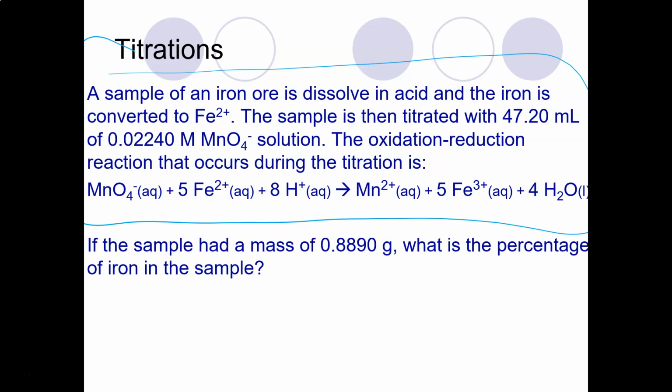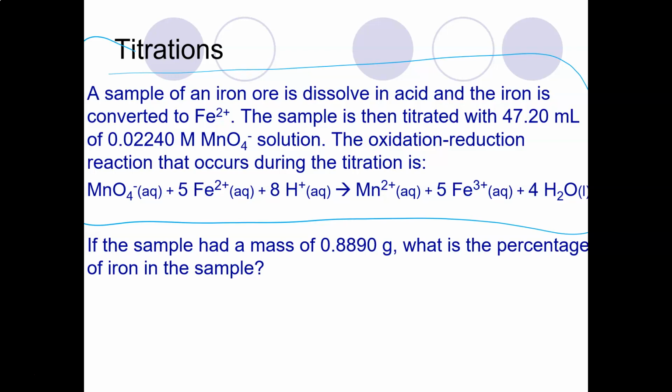The bottom part says, if the sample, because I guess I didn't read it out loud, but what happened was that iron, the Fe2+ that we just calculated, came from the sample they dug up in the ground that's made up of iron ore. If it's iron ore, that means there's other stuff in there too. So what we just calculated was in that chunk, there's 0.2952 grams of iron. The rest of it was other material. So what they're saying here is the sample had a total mass of 0.8890 grams. So that's not of iron, that's just of the rock they pulled out of the ground. We're supposed to calculate what is the percentage of iron in the sample.